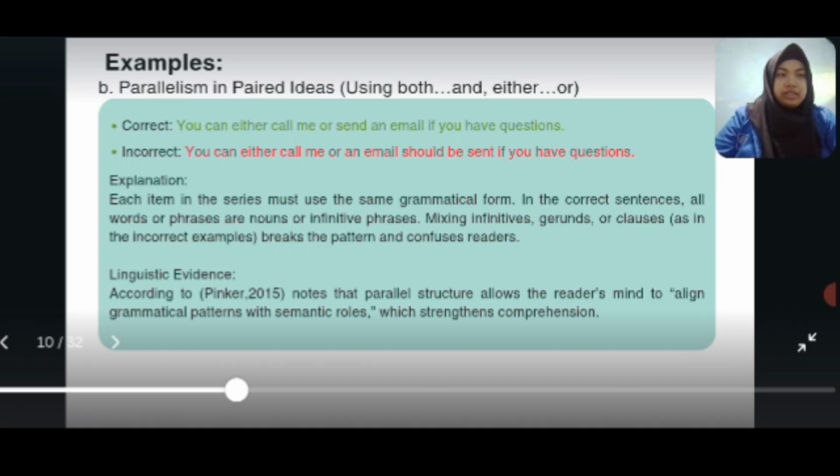In the correct sentences, all words or phrases are nouns or infinitive phrases. Mixing infinitives, gerunds, or clauses as in the incorrect examples breaks the patterns and confuses readers. According to Pinker 2015, notice that parallel structure allows the reader's mind to align grammatical patterns with semantic roles, which strengthens comprehension.